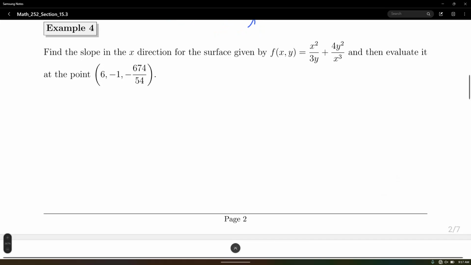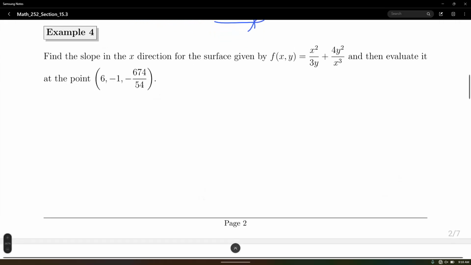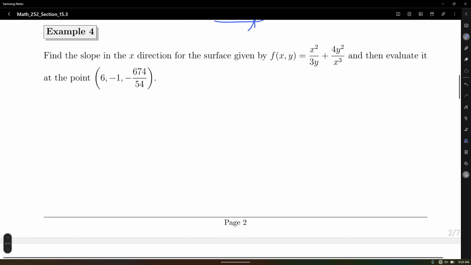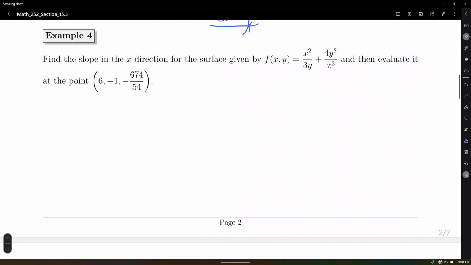So for example, number 4, they're asking us to find the slope in the x direction for this rational function and then evaluate it at the point where x is 6 and y equals -1. So don't worry about the z value, because we're just finding the rate of change, so that's not going to matter. All they're giving here is the ordered triple that is on the surface described by this function.